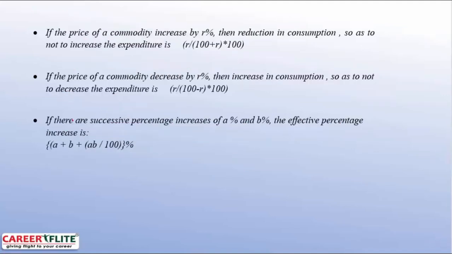Now if the price of a commodity is increased by R%, then the reduction in consumption so as not to increase the expenditure will be R by 100 plus R into 100. Similarly, if the price of a commodity decreases by R%, then the increase in consumption so as not to decrease the expenditure will be R by 100 minus R into 100. If there is a successive percentage increase of A and B percent, then the net percentage increase will be A plus B plus AB by 100.